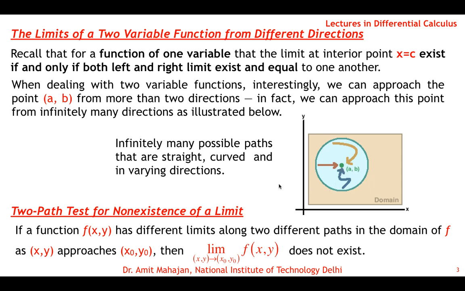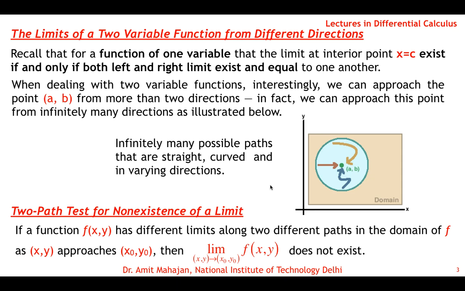Now if we have to prove the limit, then you can utilize the epsilon delta definition and prove that the limit holds. Or if you want to prove that the limit does not exist at a point, then you just need to find two different paths which give two different limit values, and because the limit has to be unique, we can say that the limit does not exist at that point.